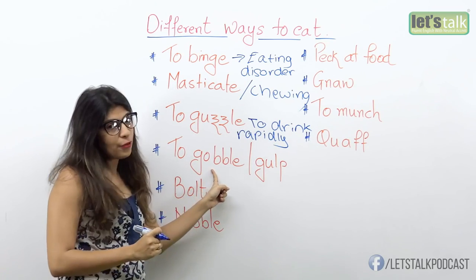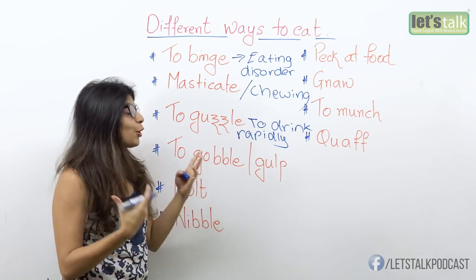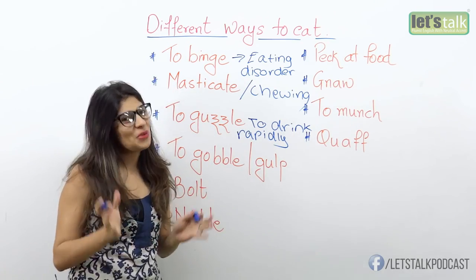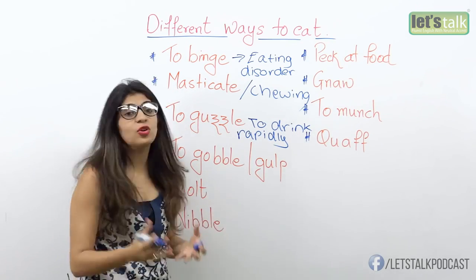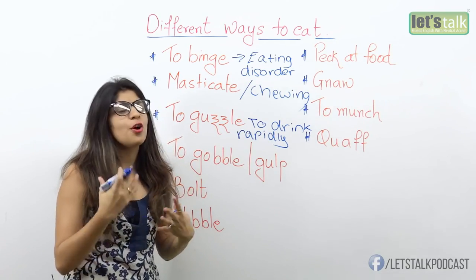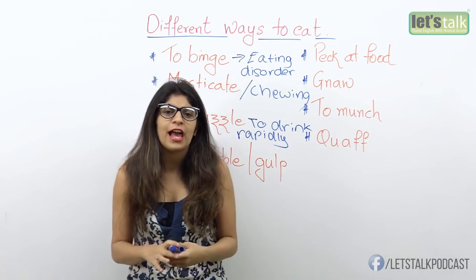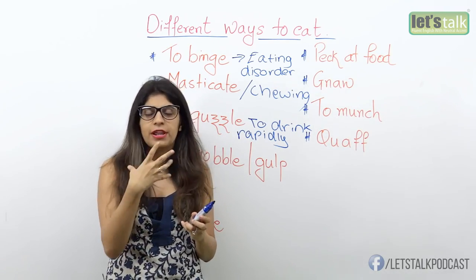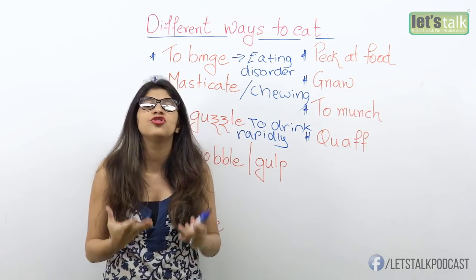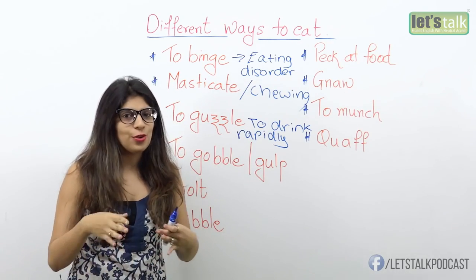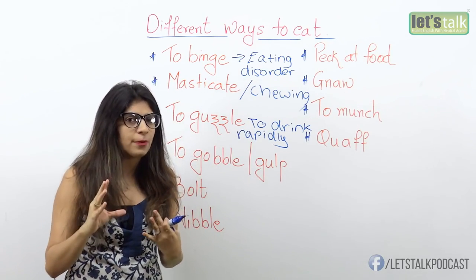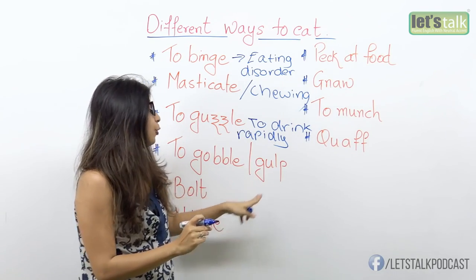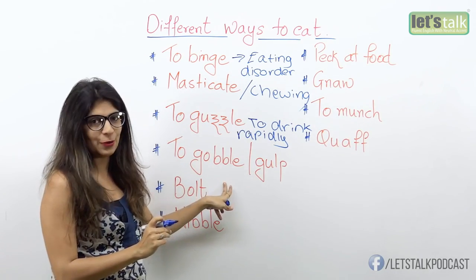But if you see another word here, which is to gobble or to gulp, it means when you eat your food without chewing it. So many times when you're hungry and you end up just picking up a large amount of food and you just gulp it down in your mouth, you just directly swallow it. So you really don't chew it properly, but you end up swallowing it. You end up gulping it down or gobbling it down, okay?